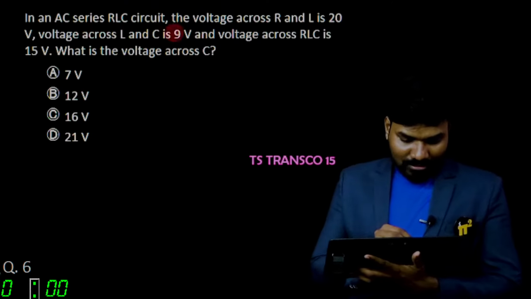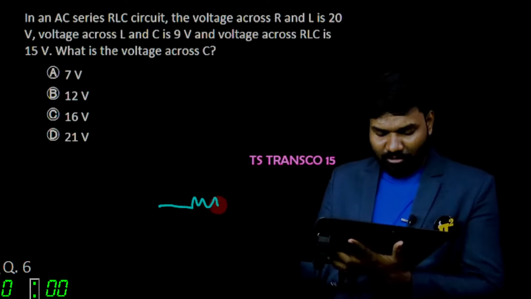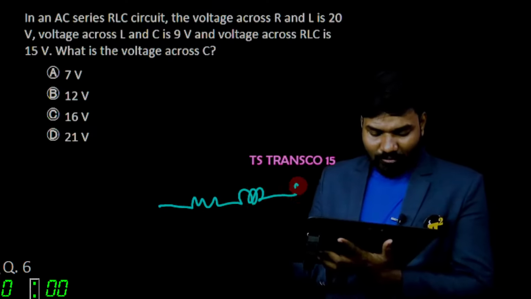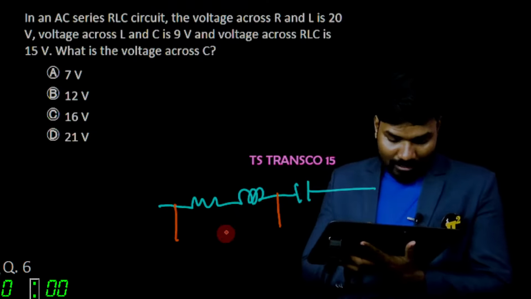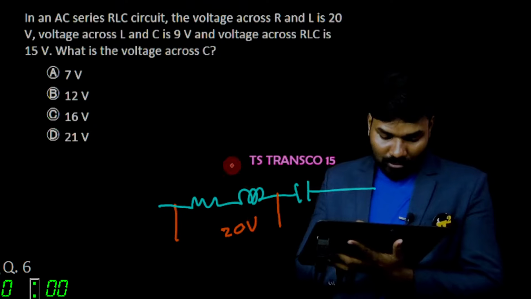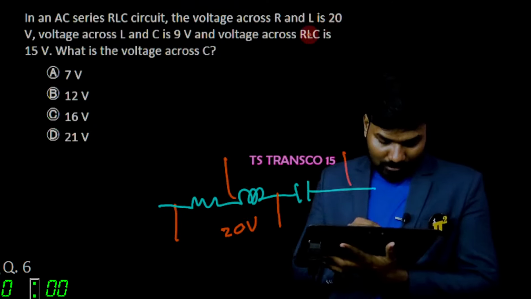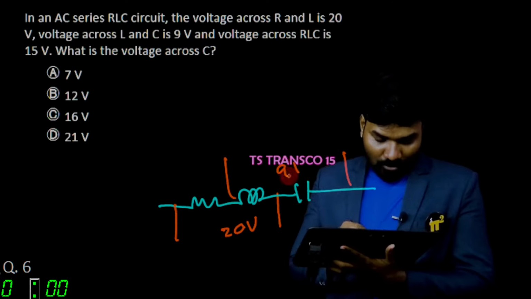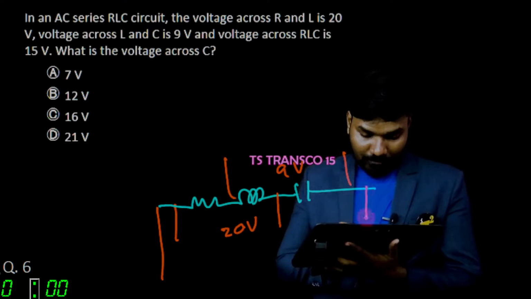So in an AC series circuit, okay, let's quickly draw the circuit. Then things will be a lot easier for us. Whenever you're dealing with a circuit, quickly draw the circuit. So voltage across R and L is 20 volt. Voltage across L and C is 9 volt. Voltage across RLC is 15 volts. Lovely.